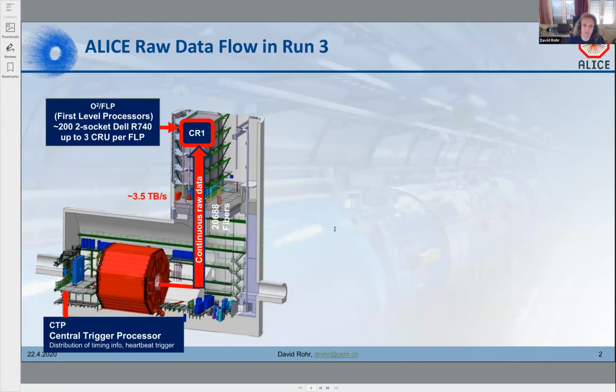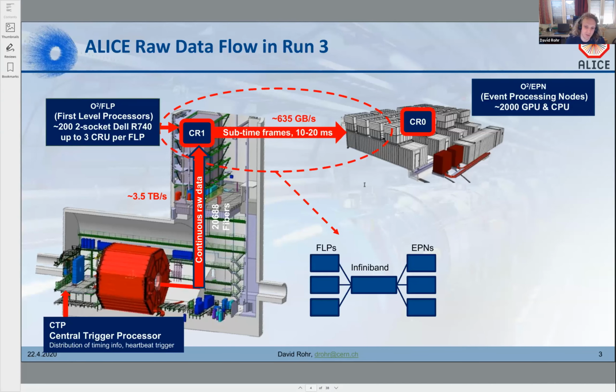The data taking plan for Alice foresees that we have a counting room 1, which is in the previous container of the former DAC and the HLT. That has on the order of 200 dual socket machines that take the optical fibers from the detectors, and they will receive 3.5 terabytes per second of raw data. In counting room 1, there's the first compression stage, which is basically zero suppression and baseline correction. And from there, it goes to the real data center, which is in a container data center on site called counting room 0 here.